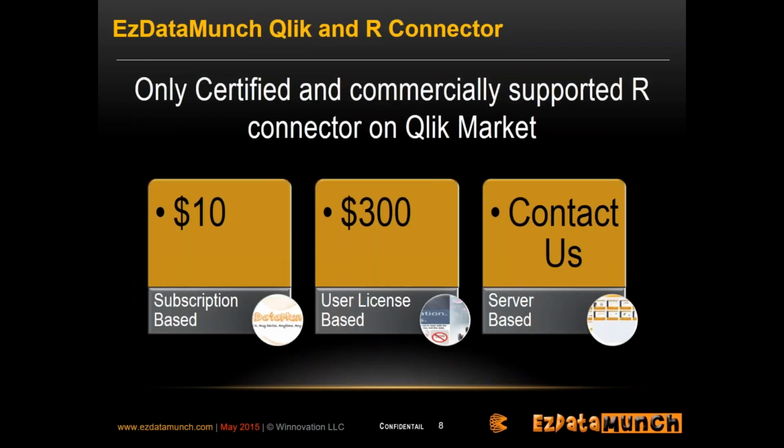Just to give you a brief idea about the pricing: subscription model, $10 per month per user. You can get started and start using the connector tomorrow. User license, it's a $300 perpetual license, plus AMC. If you have a few users, 5, 10 data scientists who would like to do this, you can just buy this connector perpetual license, and every upgrade that comes will be part of your license.